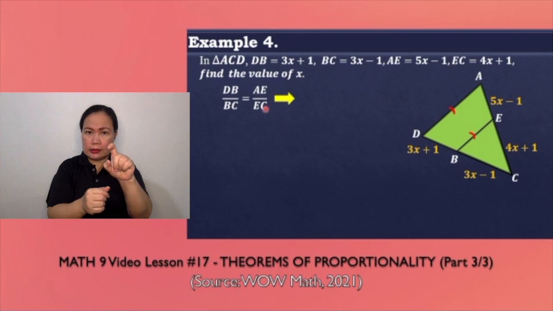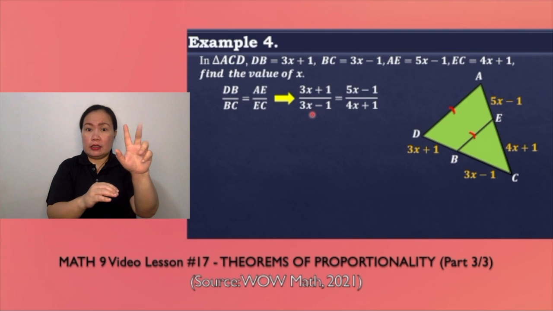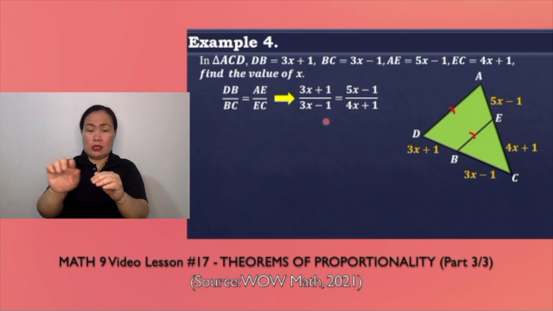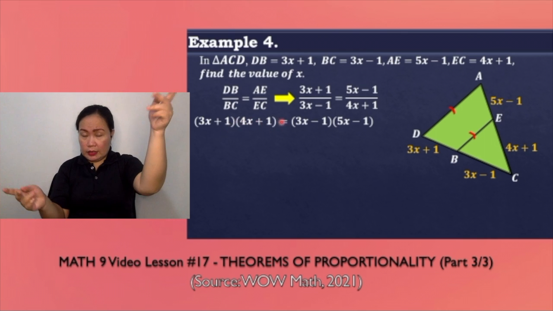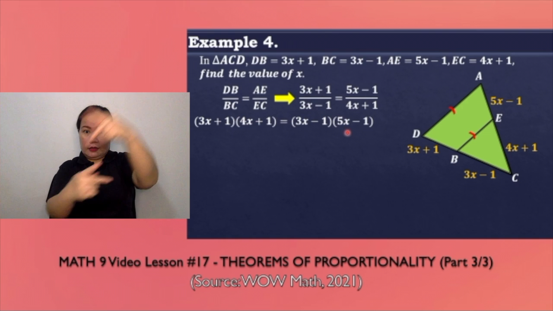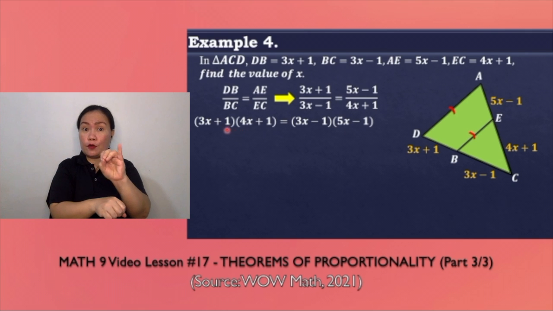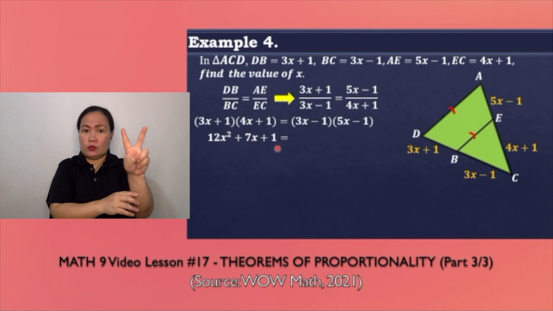Okay? So, we have DB is 3x plus 1, BC is 3x minus 1, AE is 5x minus 1, and EC is 4x plus 1. By cross multiplication, we have 3x plus 1 times 4x plus 1 is equal to 3x minus 1 times 5x minus 1. So, you can make use of the FOIL method. Pwede mong gamitin ang FOIL method dito or distributive property. Pwede rin po yon. So, we will have 12x squared plus 7x plus 1.